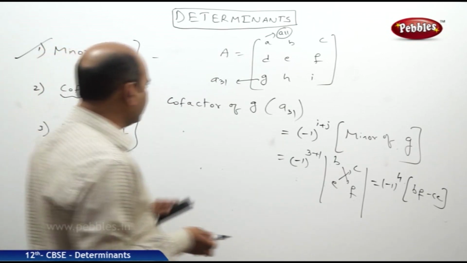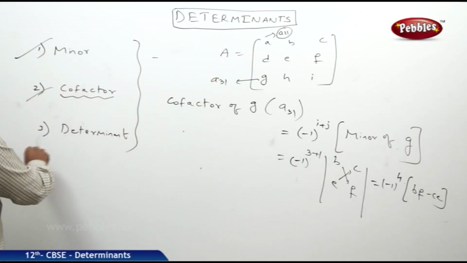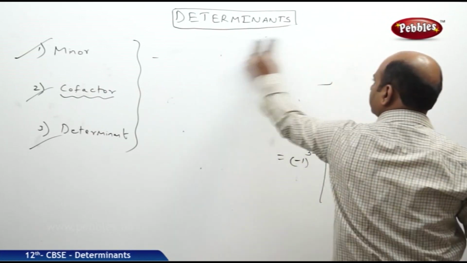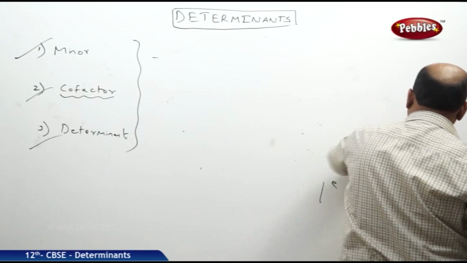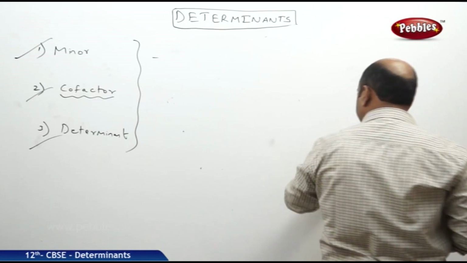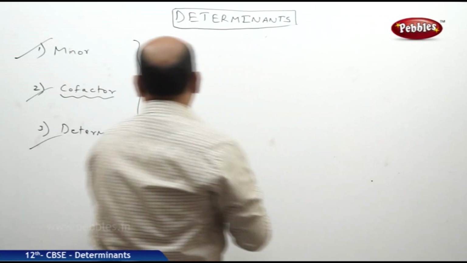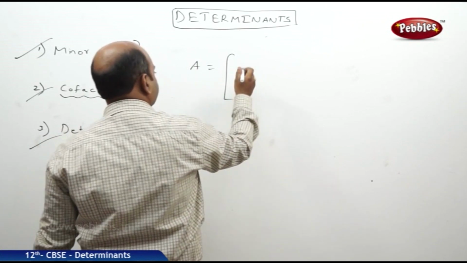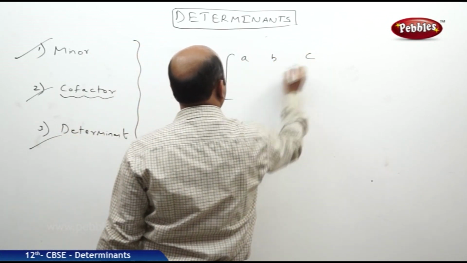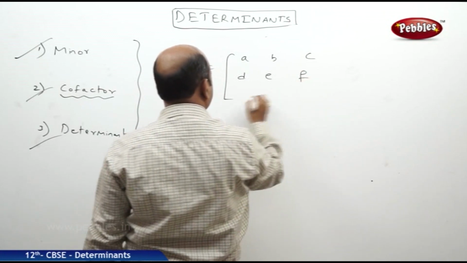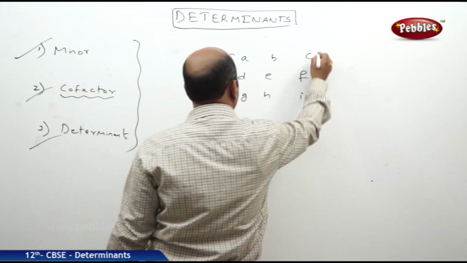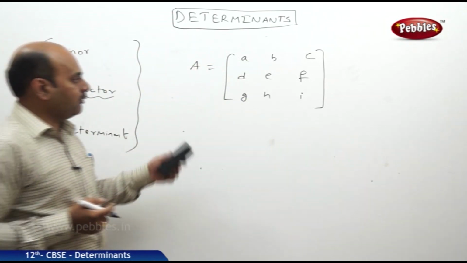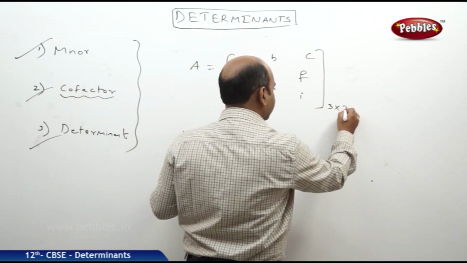Now we are going to discuss an important definition, determinant of a 3 by 3 matrix. After telling this definition, we shall go for some numericals. Capital A is equal to, again, A, B, C, D, E, F, G, H, I. Now I want to find the determinant of this particular 3 by 3 matrix.